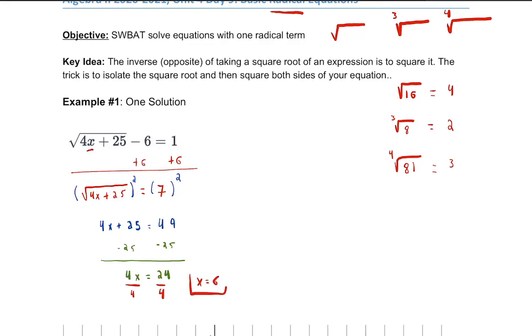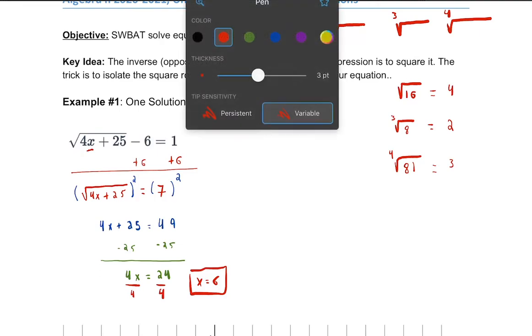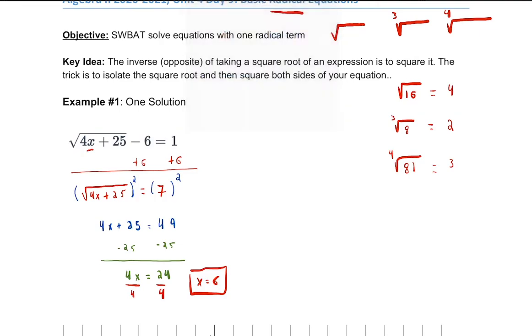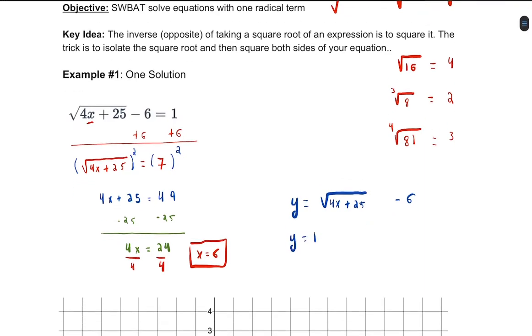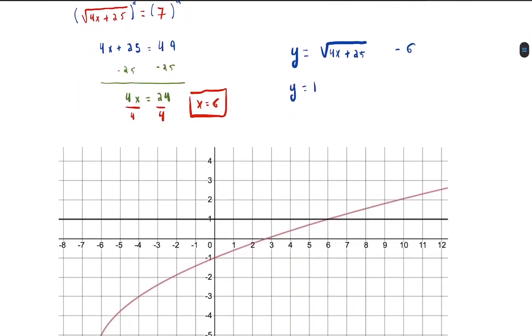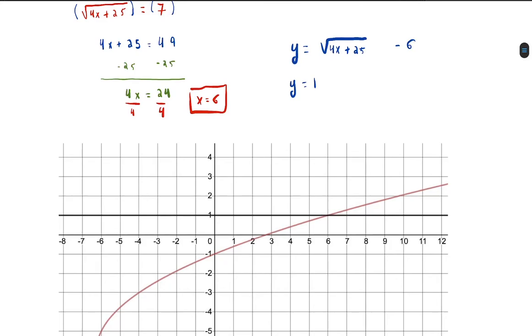And just to check that and to remind us, if you're stuck or you need help figuring something out, remember, we could just graph these. We could graph the left-hand side of the equation, the square root of 4x plus 25 minus 6, and we could graph y equals 1. Here are these two expressions. The red one is the square root of 4x plus 25 minus 6, right?